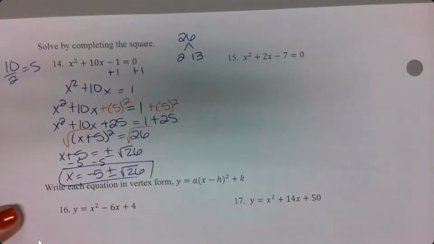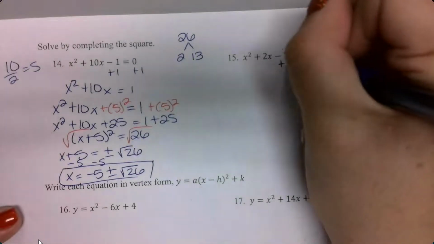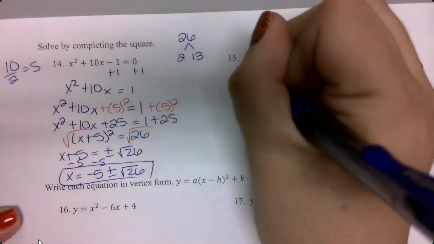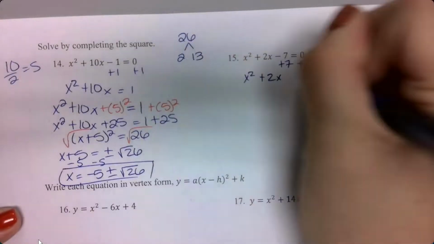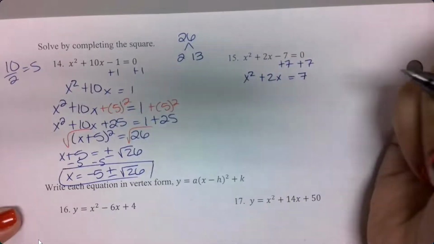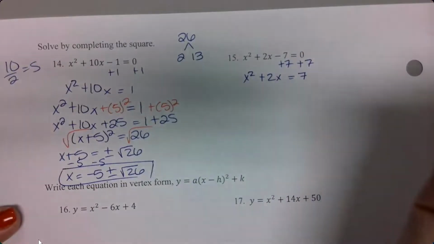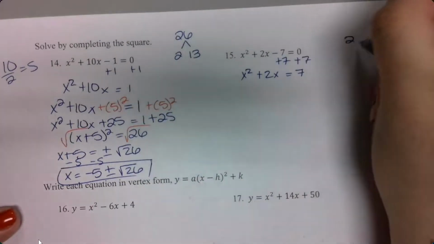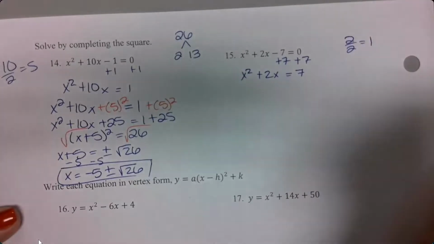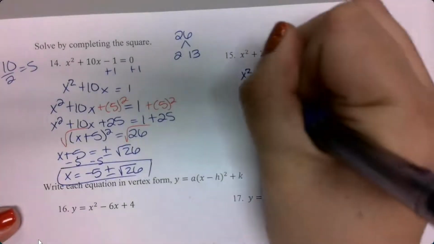Same idea for number 15. I want to add 7 to both sides. I have x squared plus 2x equals 7. Then I want to go ahead and look for half of my b value. So 2 divided by 2 is 1. I'm going to add 1 squared to both sides.